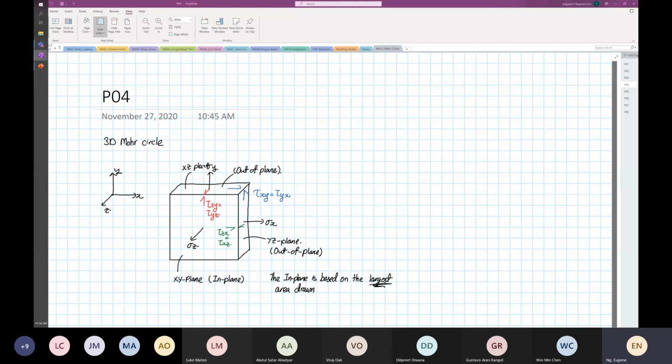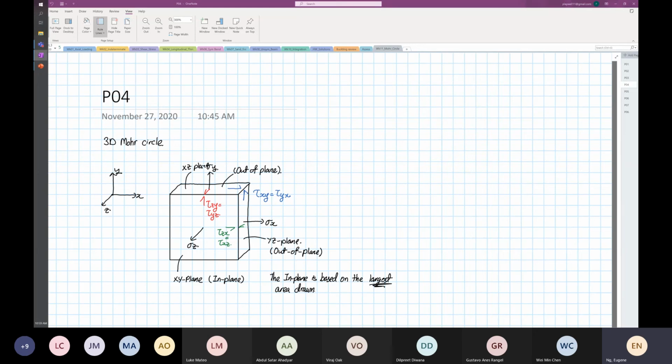So you can see that it's based on the largest area drawn. I've been trying to read the textbook: why is this in plane and out of plane? It's so-called understood, but it's not well understood. It is in such a fact that whichever plane you draw, the biggest surface area you call the in plane. Those that have the smallest area, you call out of plane. The textbook says that it's known, but it's not well known.